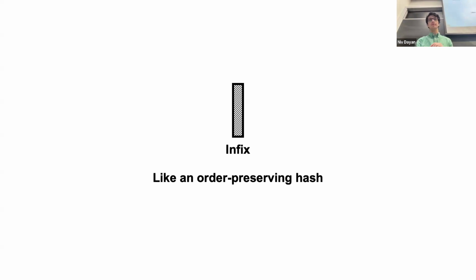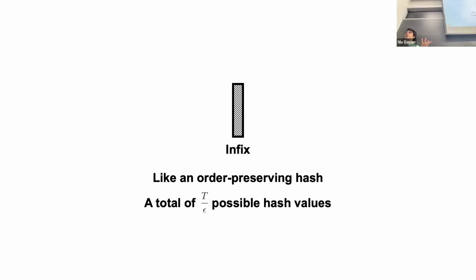All right. Okay, so the infix behaves like an order preserving hash. And because of how we sized it, you have a total of T over epsilon possible hash values for each infix store. So again, you have T things in between two specific samples, and we're going to hash them, well, it's not really hashing, but we're going to sketch them, and we're going to get a smaller universe of size T over epsilon.